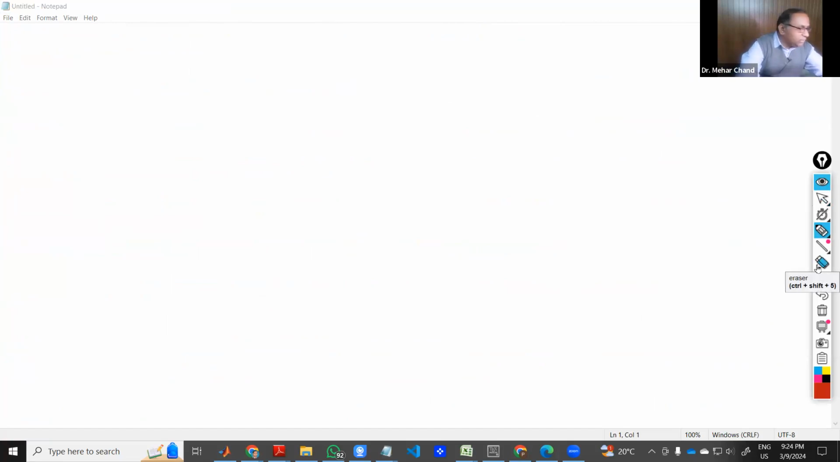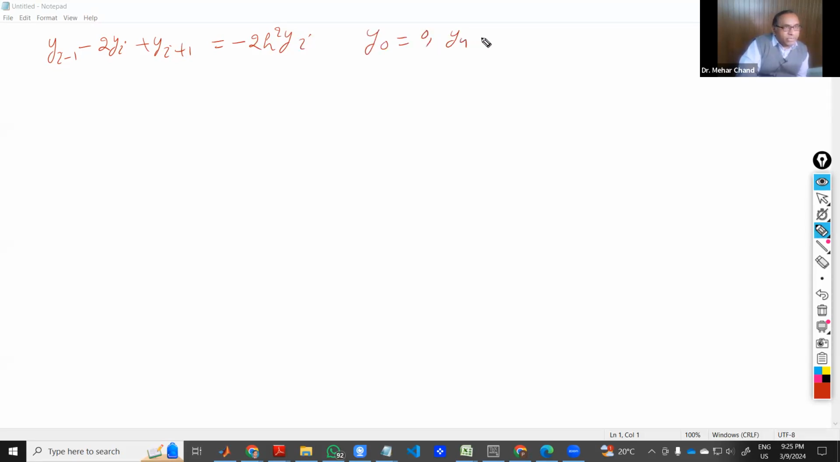See here, the equation which we have, after putting the finite difference, is y_{i-1} - 2y_i + y_{i+1} = -2h² y_i, along with y0 = 0 and y4 = 1. These conditions are given, and this is the iterative relation.